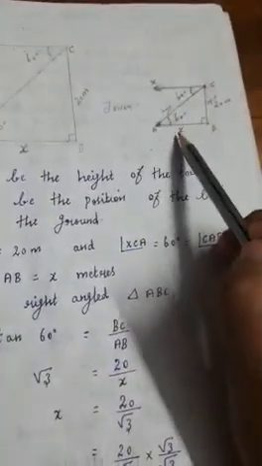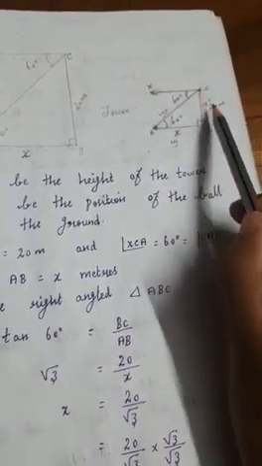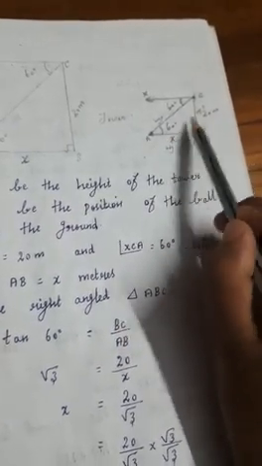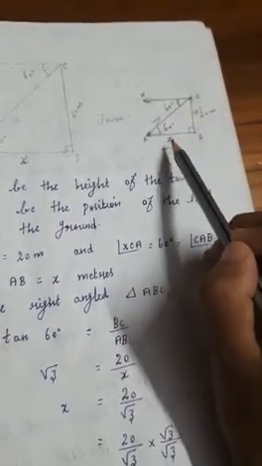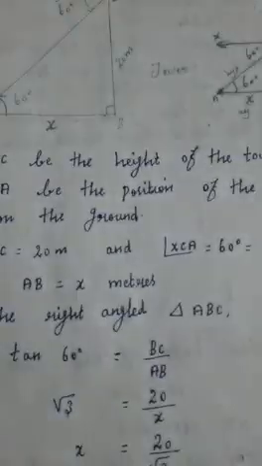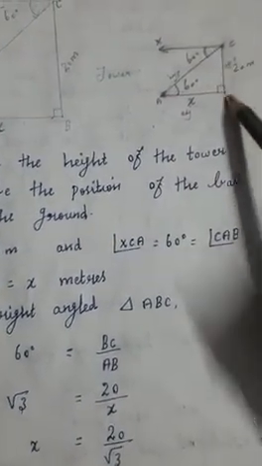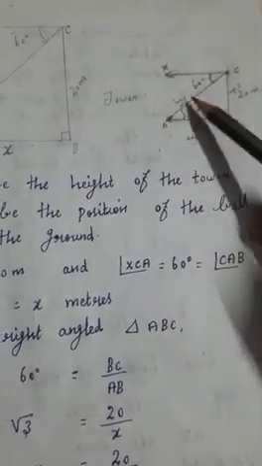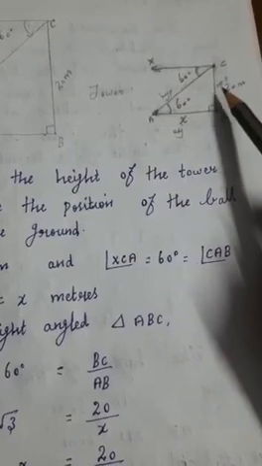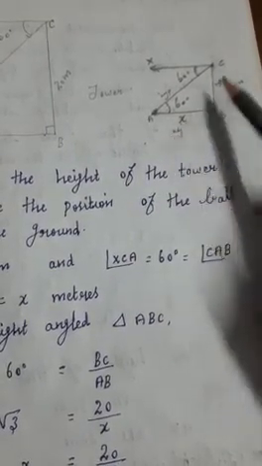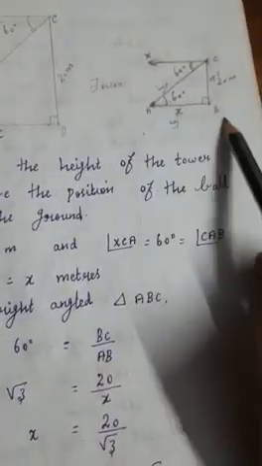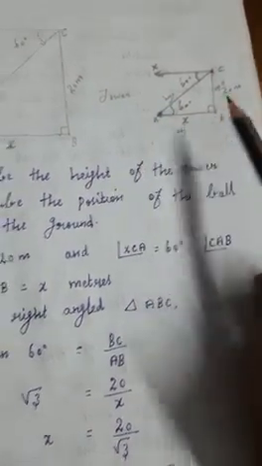So which side value do we know? This opposite side we know. The opposite side is 20 meters, and the adjacent side we need to find out. The hypotenuse we don't need to find, and that distance we don't know. So we are going to use the opposite and the adjacent, which means the tan ratio. Tan 60 degrees is equal to the opposite side divided by the adjacent side, that means BC divided by AB.